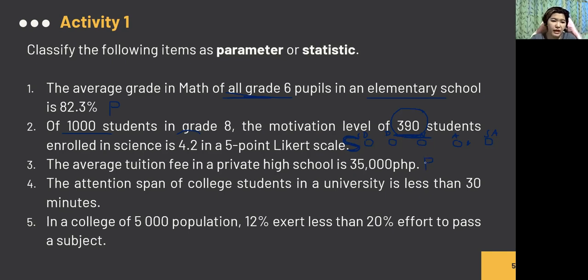Okay, next, number 4, the attention span of college students in a university is less than 30 minutes. Sorry. Ang number lang natin dito ay 30 minutes. Does not tell us whether the population or sample ba yan. But of course, since we're talking about college students, you did not specify kung only 8 parts, you only surveyed 50%, you only surveyed 20 college students. So definitely, you surveyed all of them. So this goes under parameter, population ito.